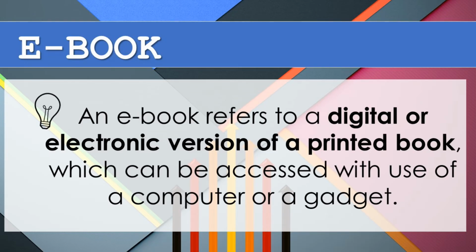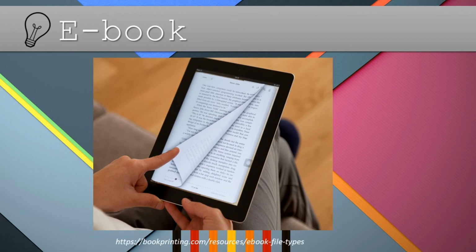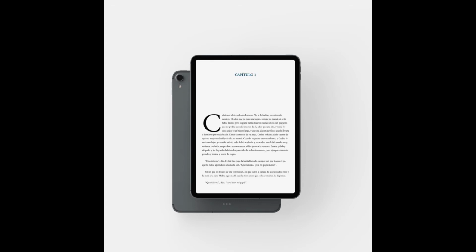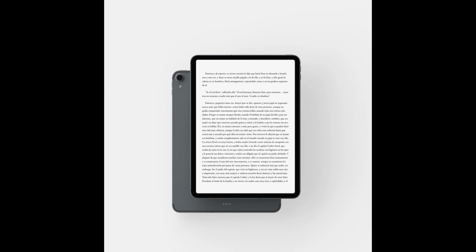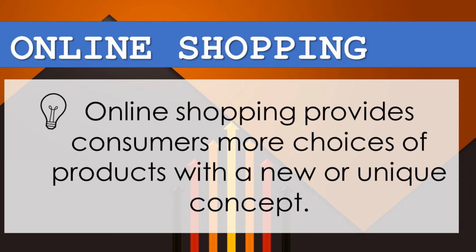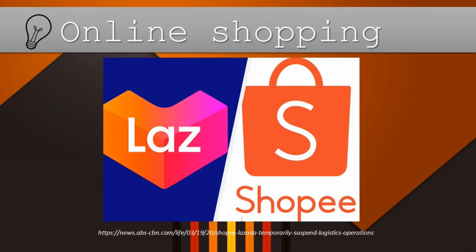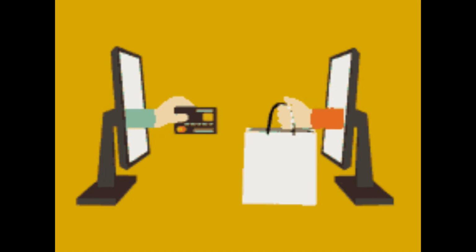The sixth feature of the internet is the ebook. An ebook refers to a digital or electronic version of a printed book, which can be accessed with the use of a computer or a gadget. The seventh feature of the internet is online shopping. Online shopping provides consumers more choices of products with a new or unique concept. Shopping online may be convenient, but consumers and entrepreneurs alike should be careful when transacting online.